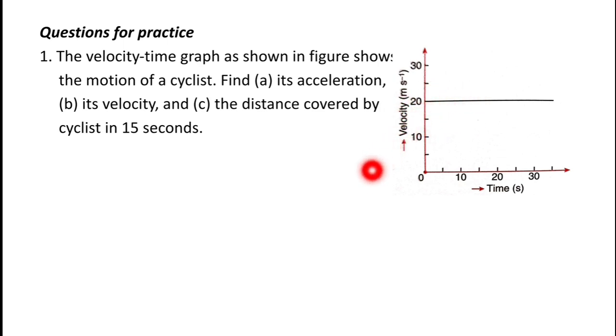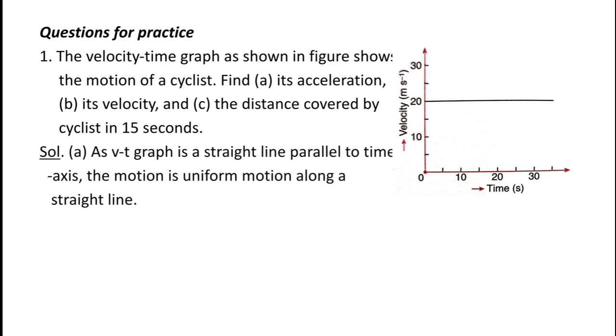It means that if we want to find the change in velocity, then the change in velocity is 20 meter per second minus 20 meter per second, which comes out to be 0. If the change in velocity is 0, then we can say that acceleration is 0, because we know that acceleration is the rate of change of velocity. Hence we can write: as the v-t graph is a straight line parallel to the time axis, the motion is uniform motion along a straight line, and hence acceleration is 0.